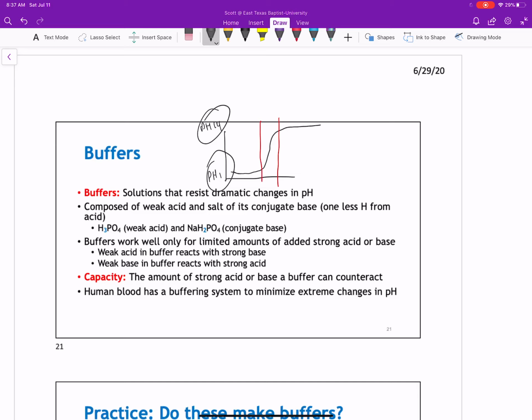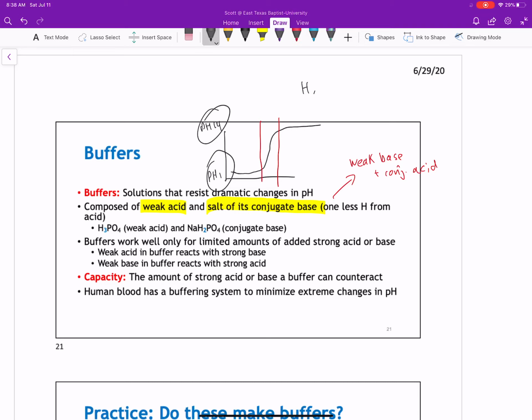So buffers are composed of a weak acid and the salt of its conjugate base. And what's not stated here is, or vice versa, okay? It can also be a weak base and conjugate acid. Now, the word conjugate might be a little bit confusing at this point.